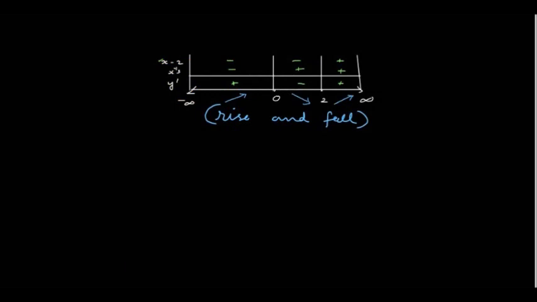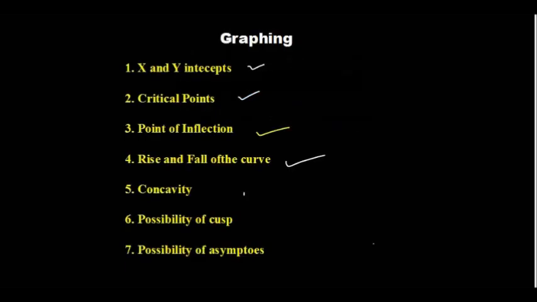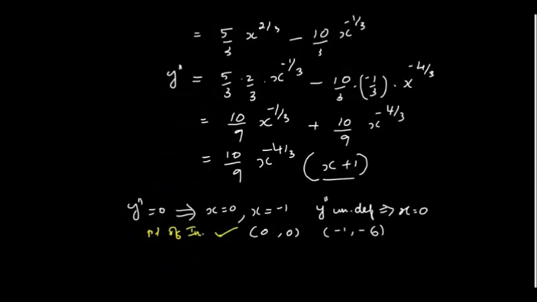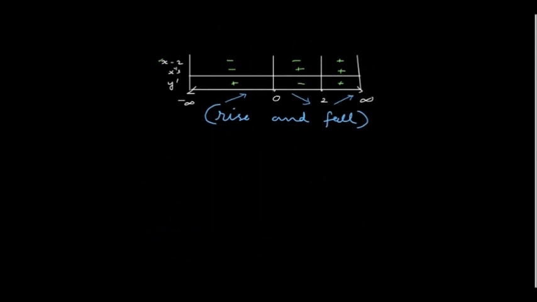Next, we will see the concavity of the curve. See from the list, next is concavity we have to check. To check the concavity, you have to look for the points of inflection. The possible points of inflection we have found are 0, 0 and minus 1, minus 6. So on the real line, we will mark the point 0 and the point minus 1, and we will divide the x-axis into 3 intervals. Let's see how it is.